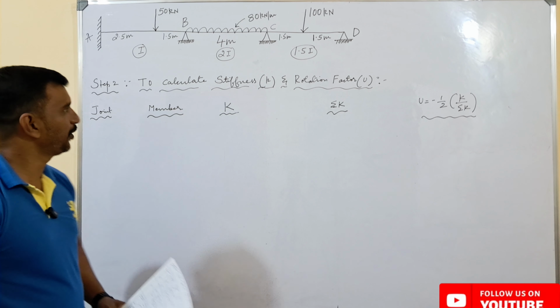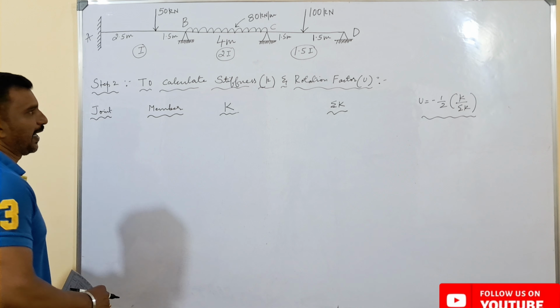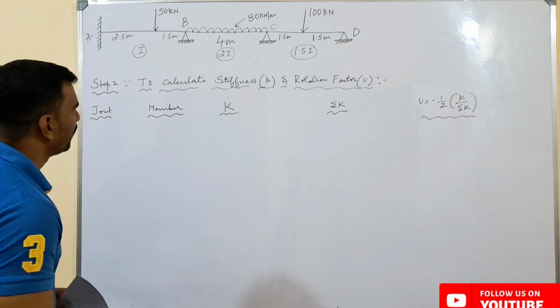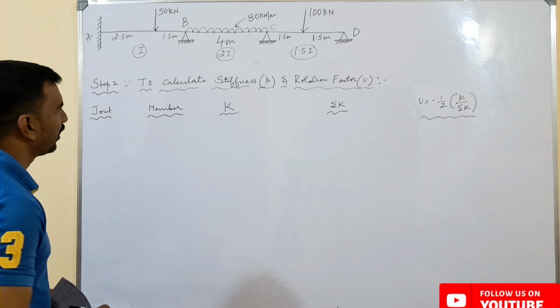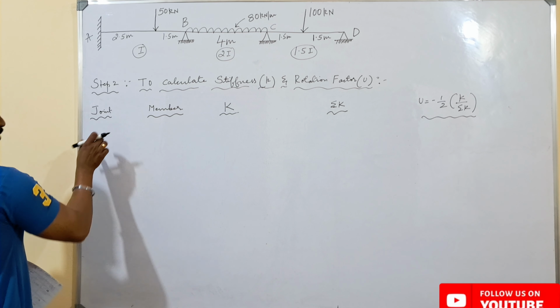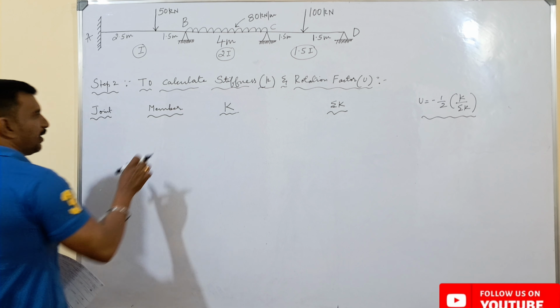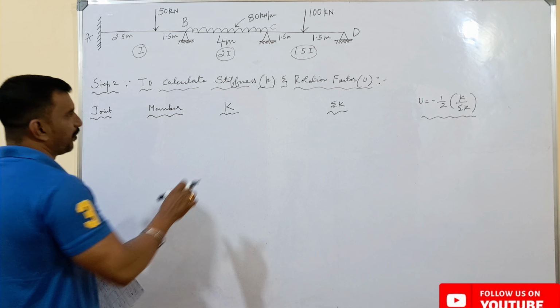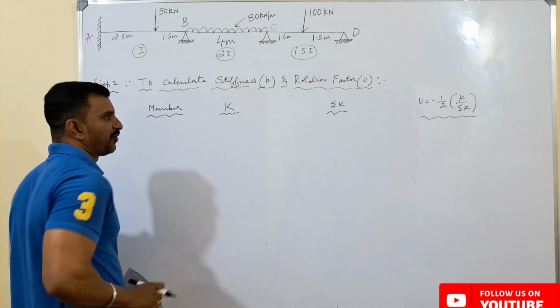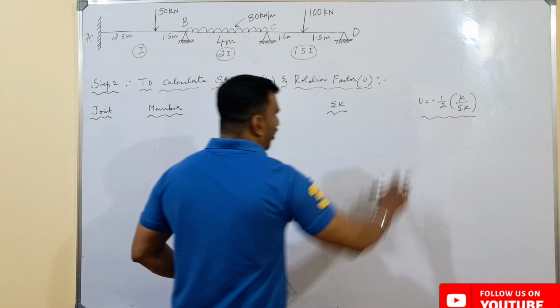So the next step will be to calculate stiffness, that is K, and rotation factor, which is represented by U. For that I have taken a table here where I need to consider the joint and the member for that particular joint, and for that particular member we need to find out the stiffness K and the rotation factor.